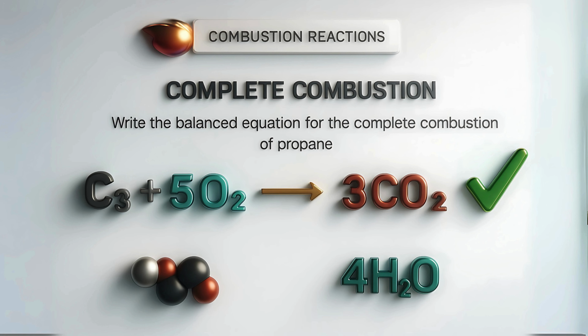Next, we count the oxygen atoms on the right-hand side. We have 3 CO2s, which give us 6 oxygen atoms, and 4 water molecules, which provide 4 more oxygens, making a total of 10 oxygen atoms. To get 10 oxygen atoms from O2 molecules, we need 5 O2s. The final balanced equation is C3H8 plus 5O2 gives 3CO2 plus 4H2O.